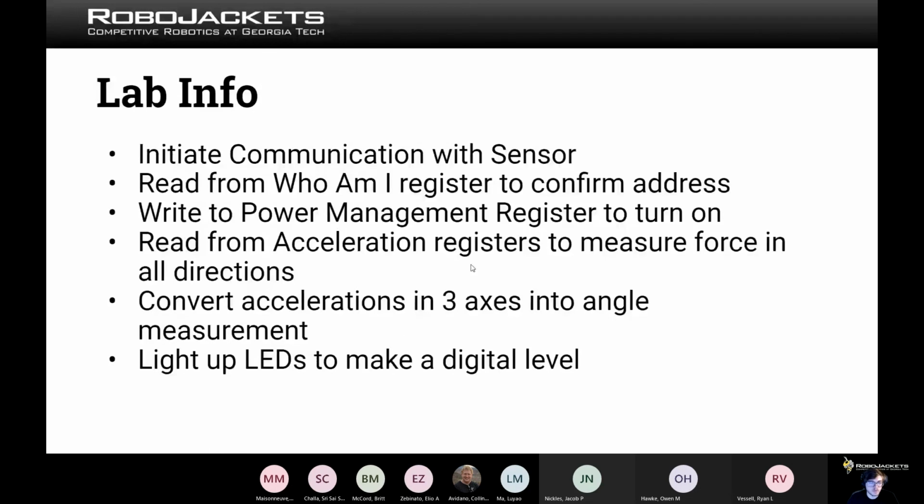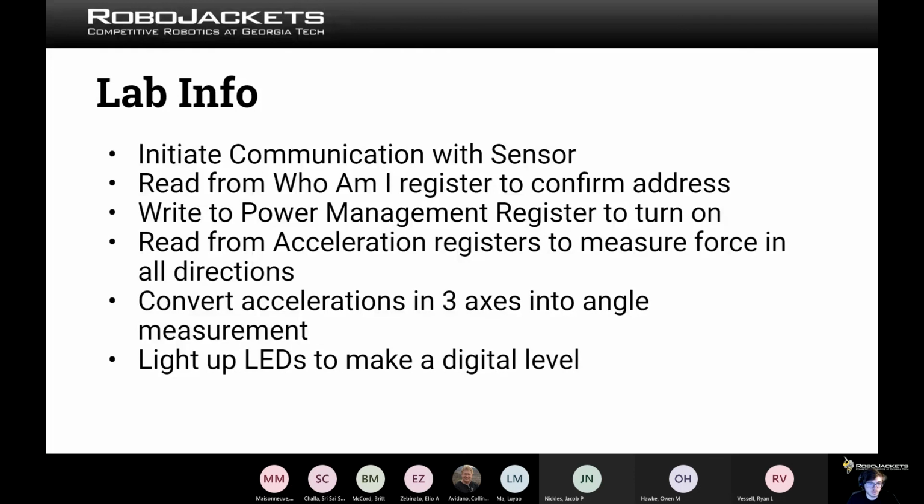So in the lab, we will initiate communication with the sensor. Then we'll read from the Who Am I register to confirm the address. It's a really common thing to do with I2C. When you make a new PCB, or when electrical people hand the firmware people a new PCB, you don't always know the PCB is made right the first time. Could be assembly, could be whatever. So it's always great to read the Who Am I register to see something. And usually those are consistent responses.